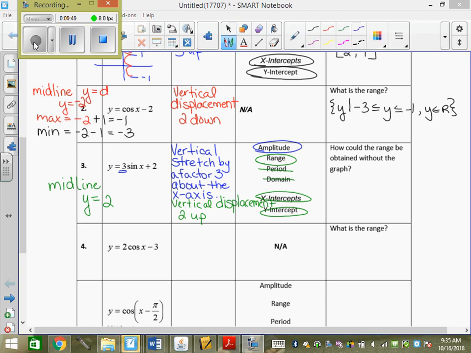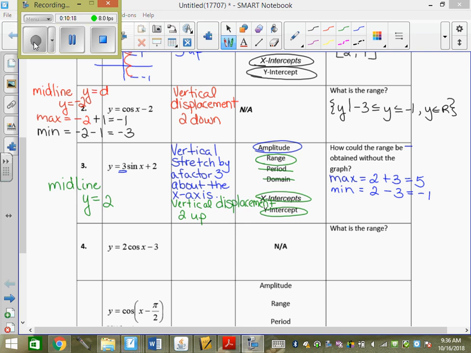So what's our max? How do we figure it out? D plus the amplitude, so it's going to be 2 plus 3, which is 5, which makes sense. I have a horizontal line at 2. I go up 3 more. I'm going to max out at 5. Then my minimum, I have a horizontal line at 2. I'm going to go down 3, so I'm going to get negative 1.